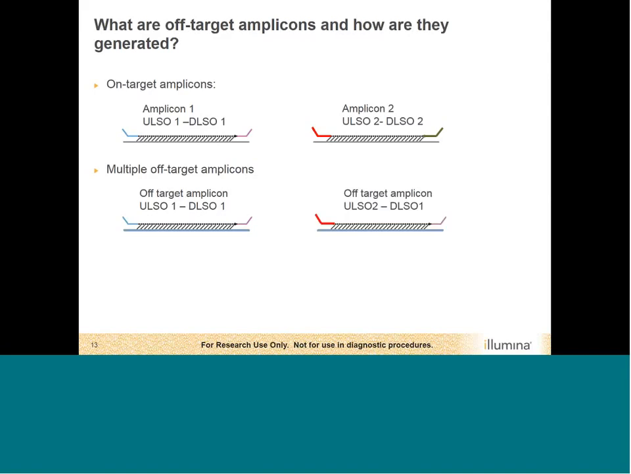Another example is that, for instance, ULSO2 unspecifically binds somewhere else in the genome. By itself, it wouldn't be able to form an amplicon, but if by coincidence a different DLSO, so here DLSO1, hybridizes in the vicinity of ULSO2, they can together form an off-target amplicon. Now we have an unexpected probe pair that can form one of these off-target amplicons. So this can happen. Typically, those amplicons are not going to be very detrimental to your analysis.